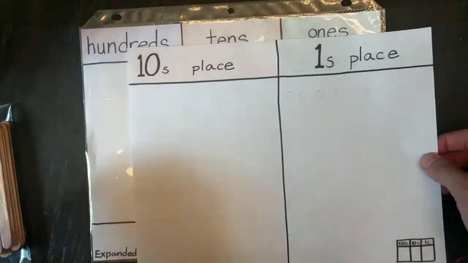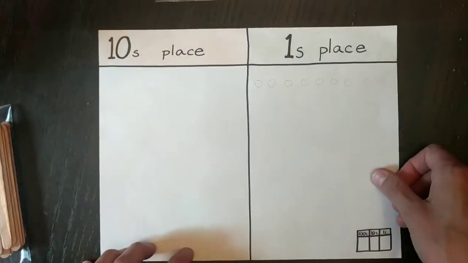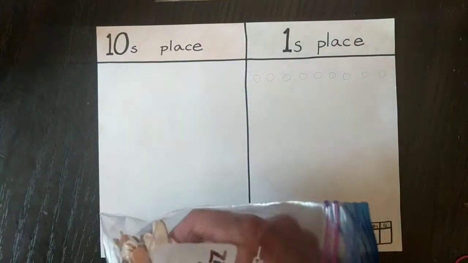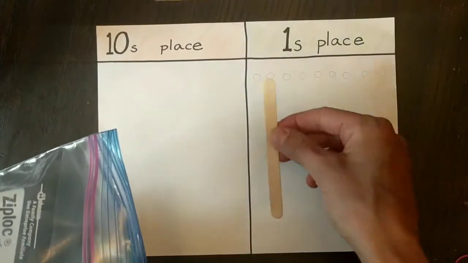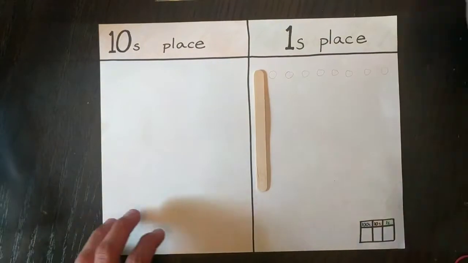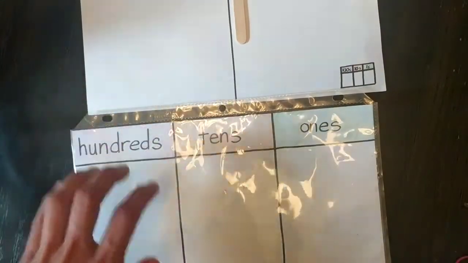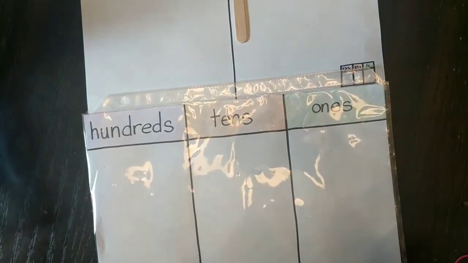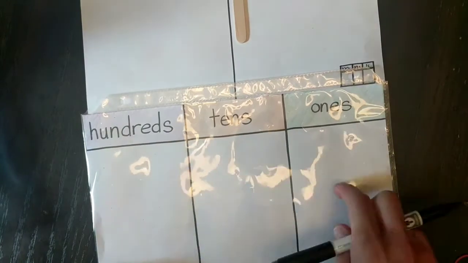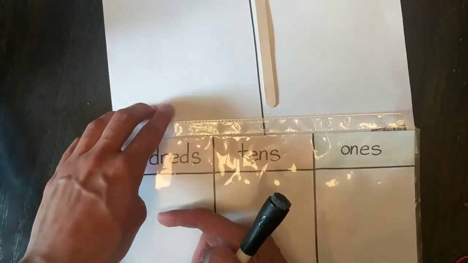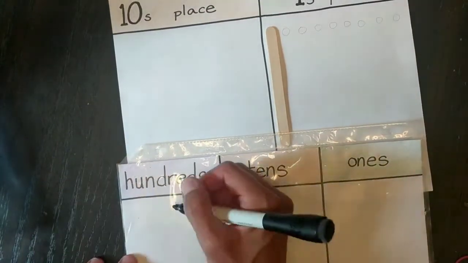So let's say it is June 1st. Your student would pick one popsicle stick from the bag and cover one dot. They would then switch to this and record how many popsicle sticks are in each place value. So in the hundreds, we don't even have hundreds on here. So your student would write a 0.